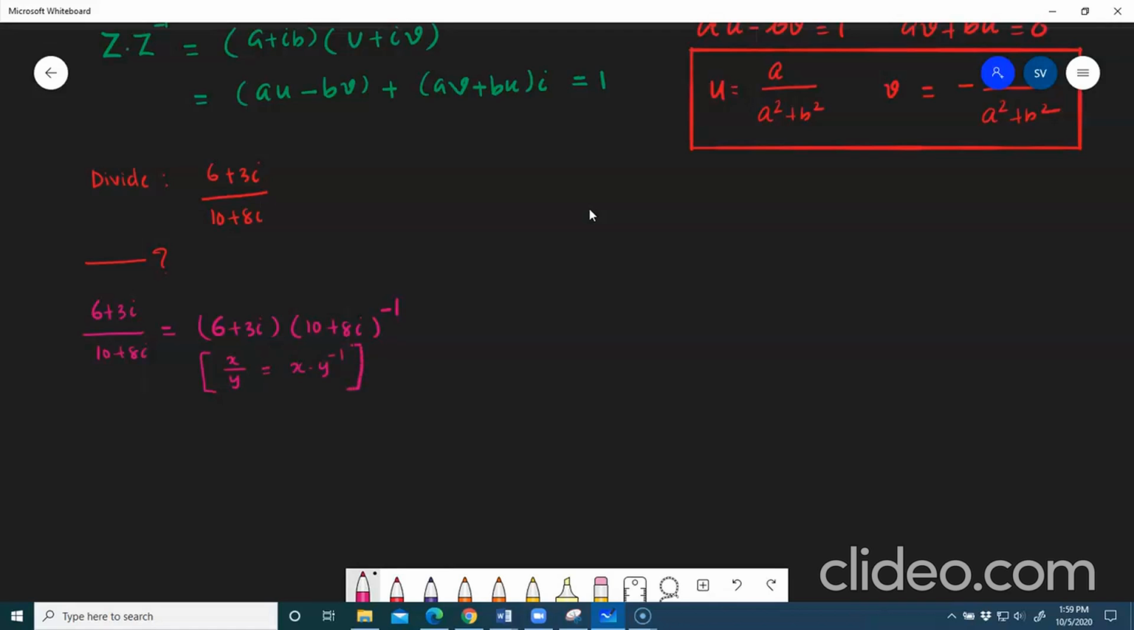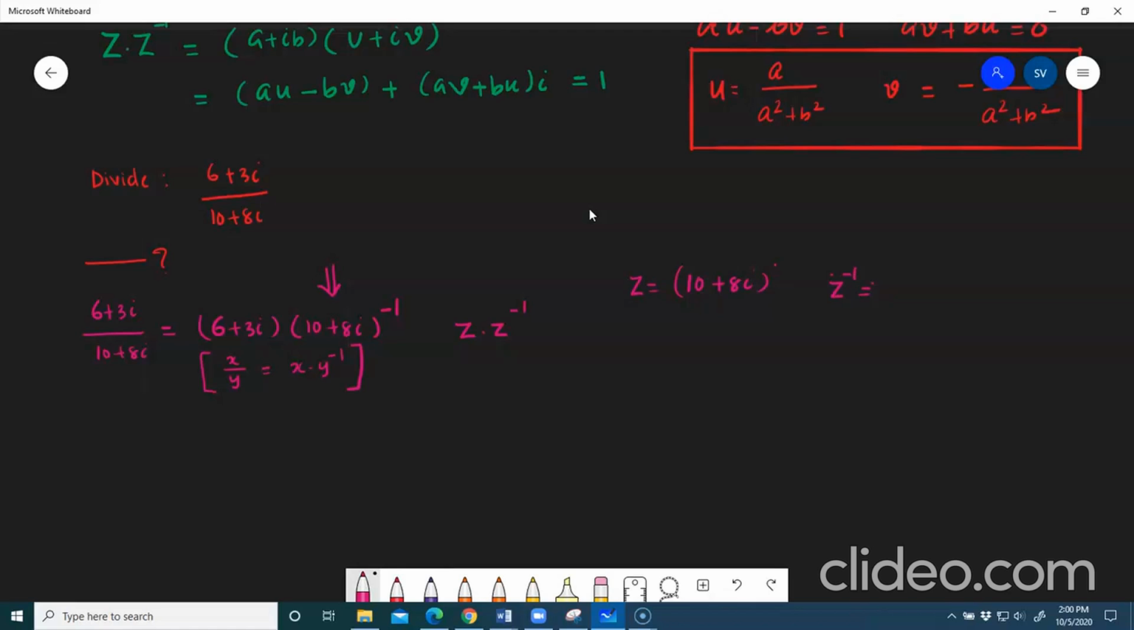Now this is in the form of z times z inverse. So what is our objective? Our objective is to find the inverse of this particular complex number. How can we find the inverse of (10 + 8i) to the power negative 1? This is actually the parent complex number, so z equals this. We need to find z inverse.